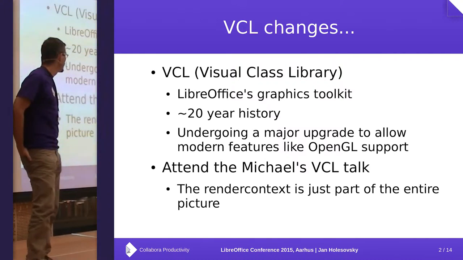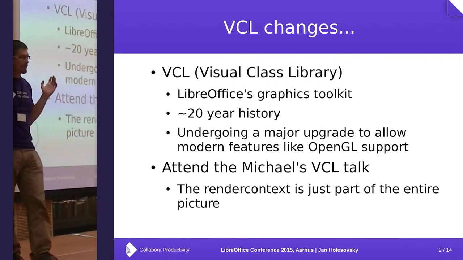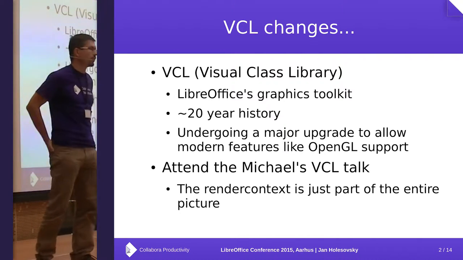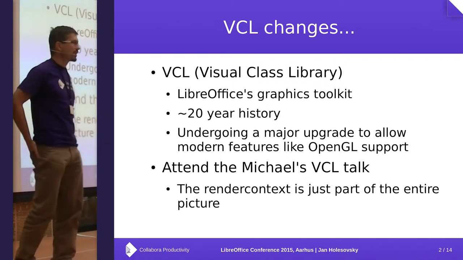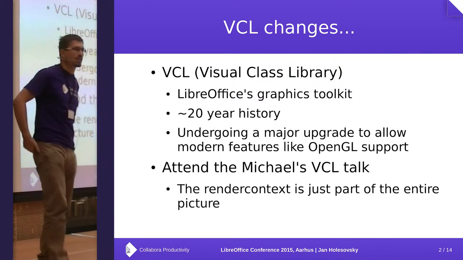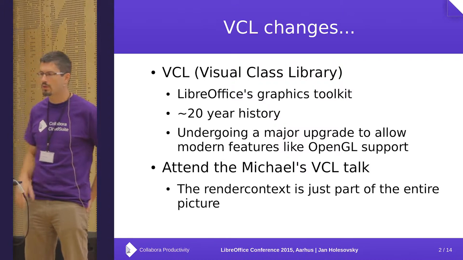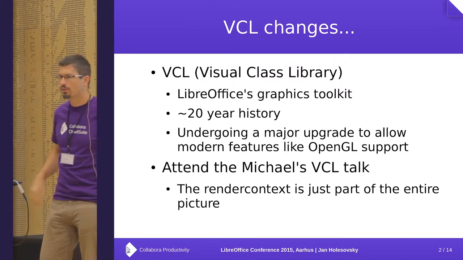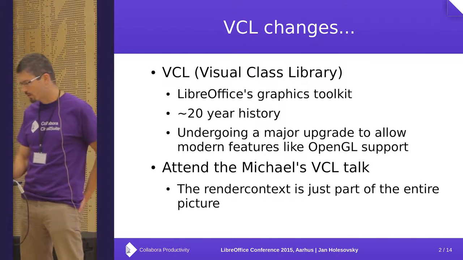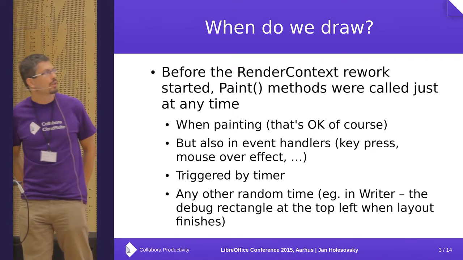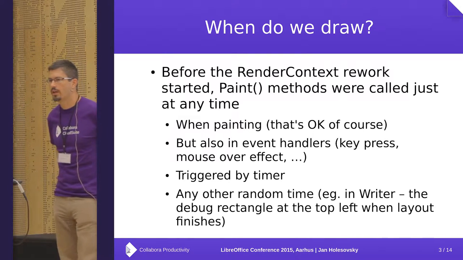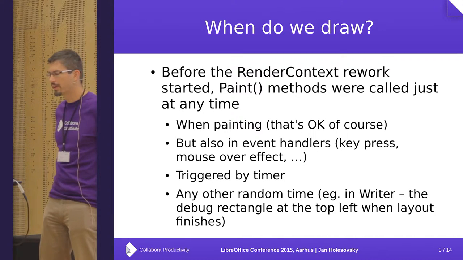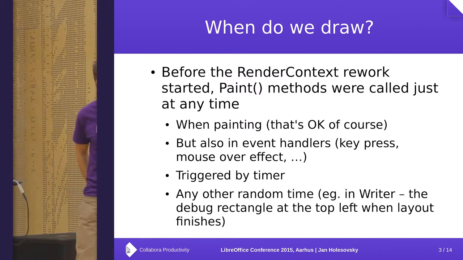So the render context work that I'm going to present here is just part of the work that has been happening for 5.0. For the other pieces, please come to the talk just after my talk. Michael will talk about lots of things that were necessary in order for this render context to be possible. So the basic question that we had to ask in order to be able to do double buffering was, when do we actually draw?